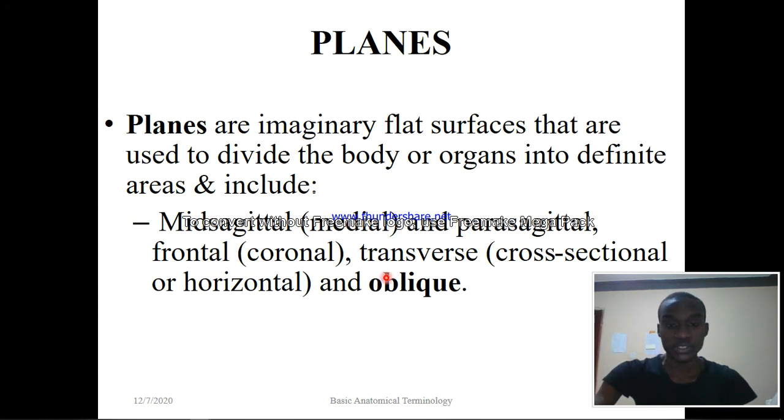And then oblique, that is a descriptive term referring to body planes at an angle. So a body plane being described at an angle to something, that is an oblique plane.